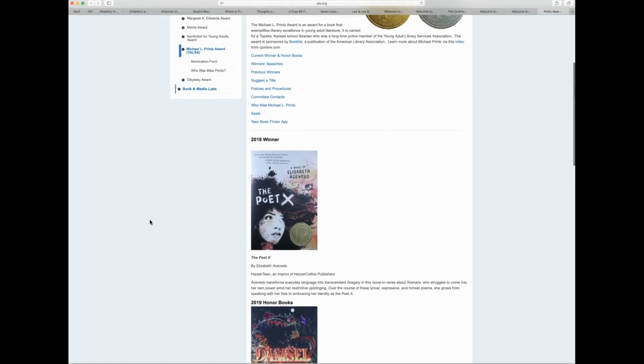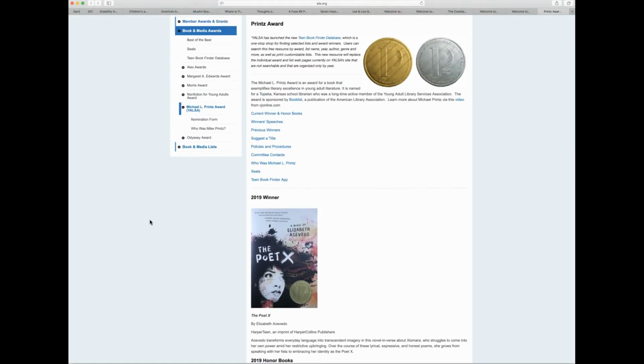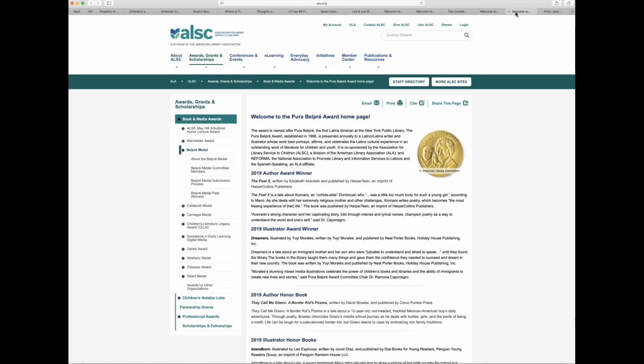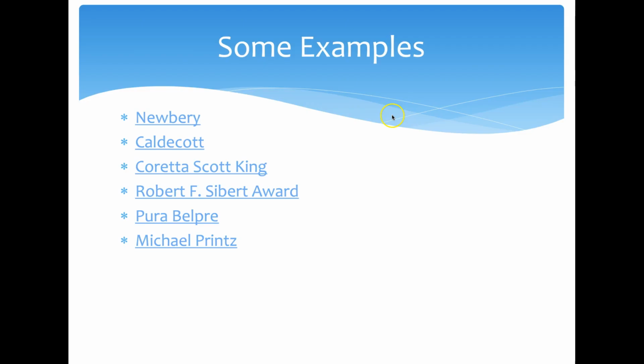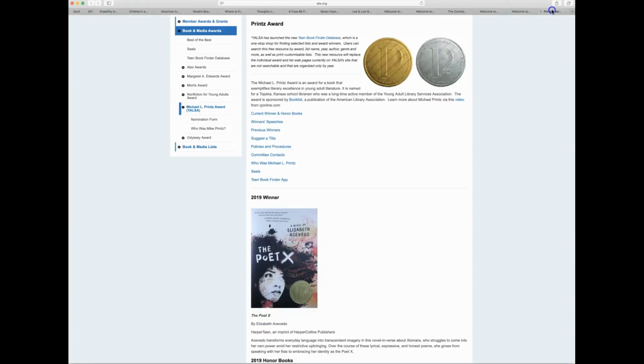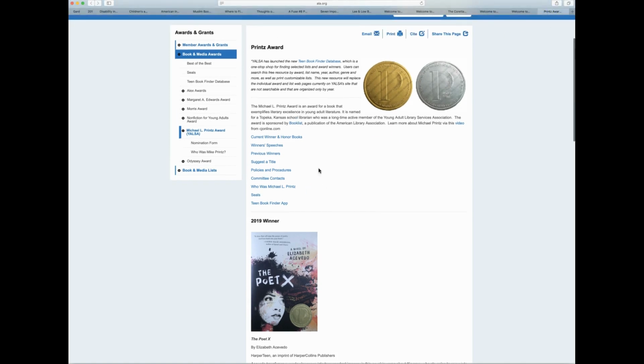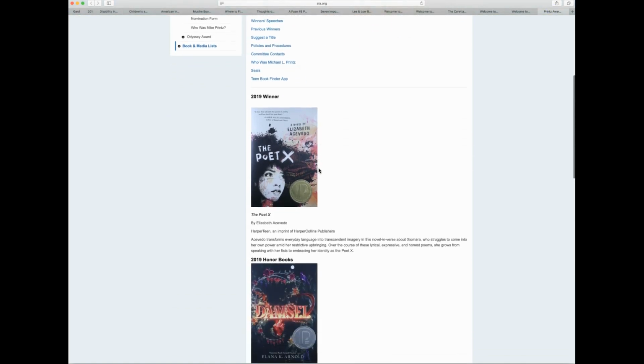And here's the Printz Award, which is for literary excellence in young adult literature. The reason that a book can win a Pura Belpré and a Printz Award is that the Pura Belpré does not limit itself to 14 and up, or to particular ages, I don't believe. So the Printz Award is for teens. This one's a younger award. I think it's only been around since 2000.